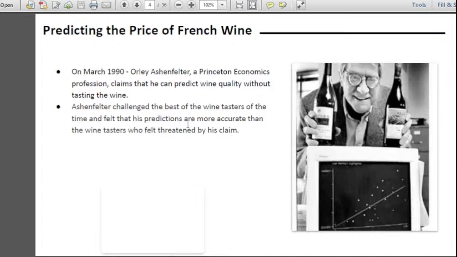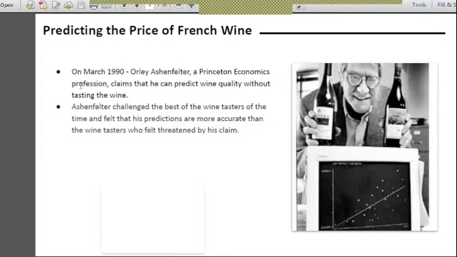The more the age of the wine, the better it is expected to be and the higher the price it is expected to be sold at. Those who don't know, they get paid too, of course. They taste wine and get paid for their accurate predictions. So Ashenfelter challenged the best of the wine tasters of that time and felt that his predictions were more accurate than theirs, and the wine tasters felt threatened by his claim. A very interesting case, that's why I've taken it.